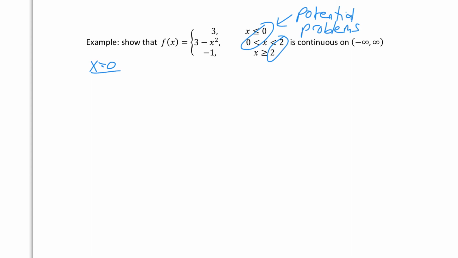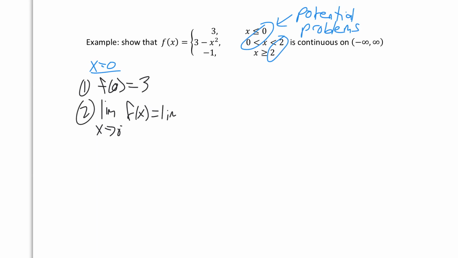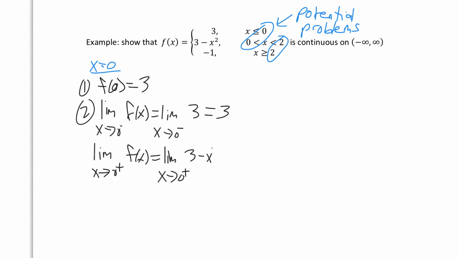To do this, we're going to look at the 3 steps. So first part, what is f of 0? Well, f of 0 is equal to, when x is less than or equal to 0, it's 3, so it's strictly 3. All right, 2, we're going to look at the limit as x approaches 0 from the left of f(x). When we go from the left, that means we're going for values less than 0, which means we're doing 3. The limit of 3, of course, is 3. Then we'll do the limit as x approaches 0 from the right of f(x). It means we're taking values greater than 0. So that means we're going to look at the 3 minus x squared. So that gives you 3 minus 0 squared, which is 3. These, of course, are equal.